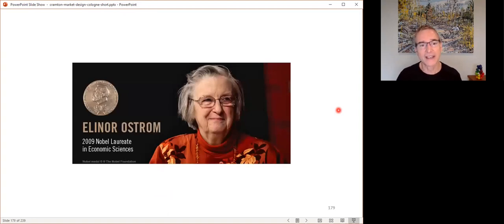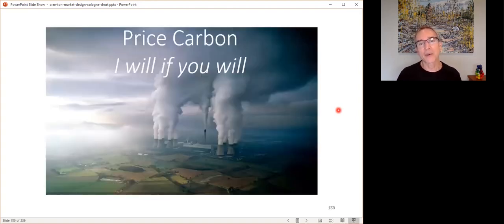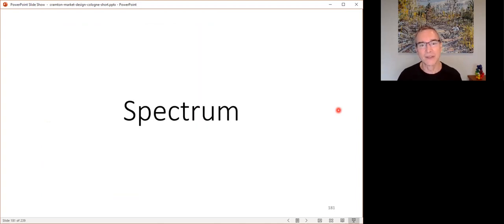This is the insight of Elinor Ostrom. She won the Nobel Prize in 2009. So in a few words, climate policy is price carbon. I will if you will. That's the solution. And it's that easy. Axel will talk about it at much greater length than I had time to today.